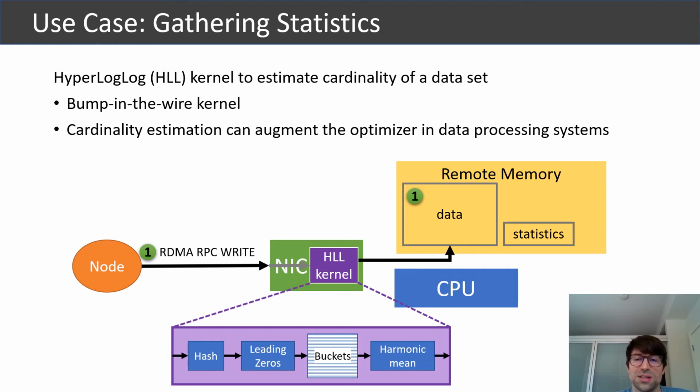Once the complete dataset is received and written to the host memory, the kernel will write its cardinality estimation also to the host memory, making it available to the application running on the CPU. This example has shown that if properly designed, a data processing kernel can execute useful work without affecting the transfer over the network.